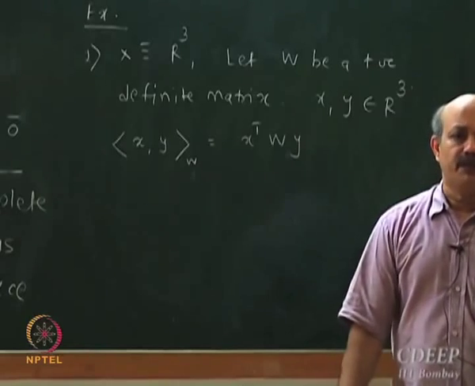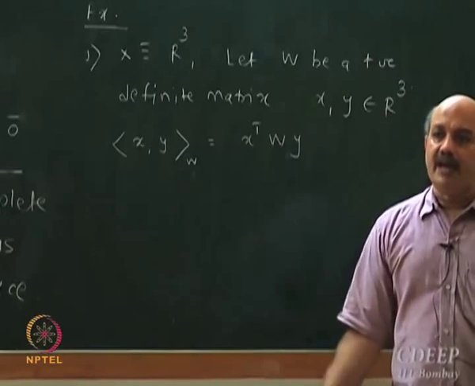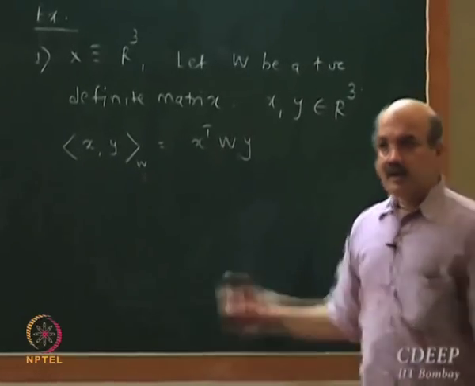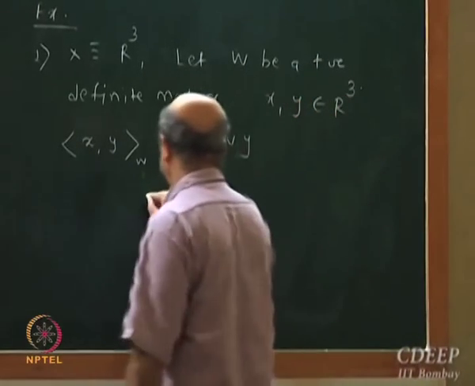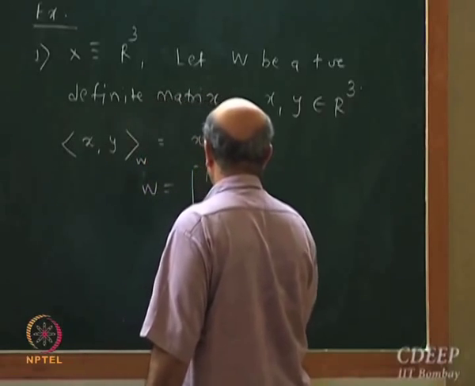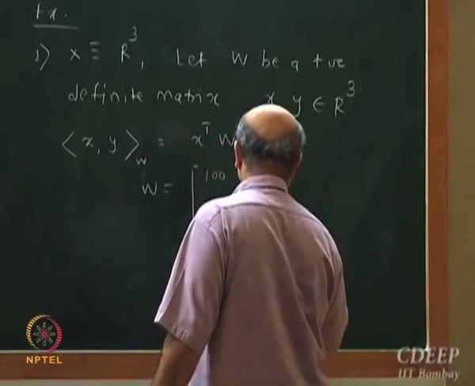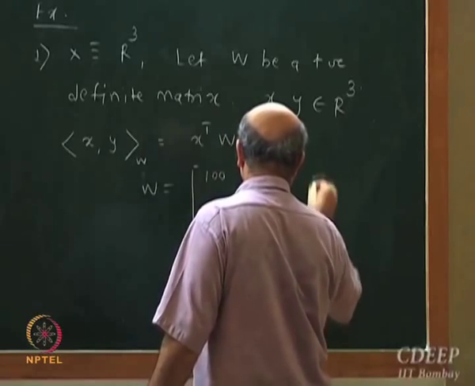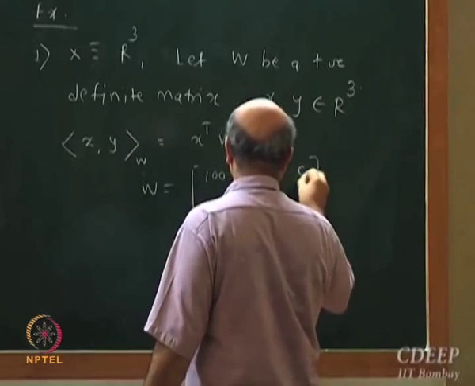The simplest example of W would be a diagonal matrix. For example, the simplest example of W would be a matrix which is diag(100, 0.1, 1000), with zeros elsewhere.